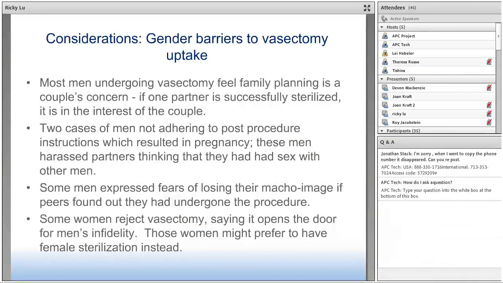Some of the considerations, and I think this was alluded to in the previous presentation, include the idea that most men would consider family planning a joint couple responsibility, so that if one of them is already doing it, that responsibility is over. So that's one consideration. The second was that it's not only about talking to men and convincing them; a critical aspect is also convincing their partners about the benefits and advantages, as well as correcting rumors and myths about what vasectomy is.